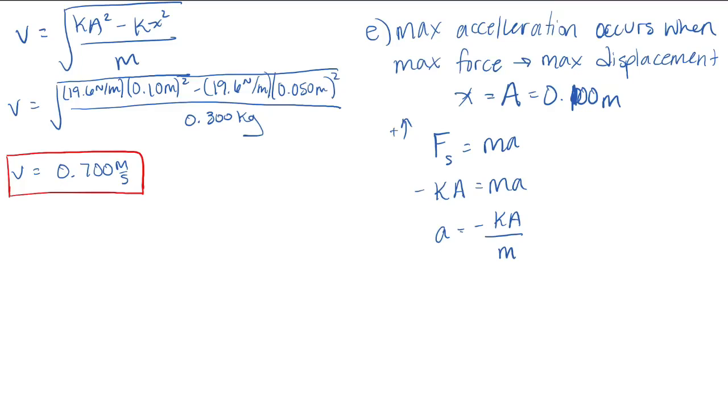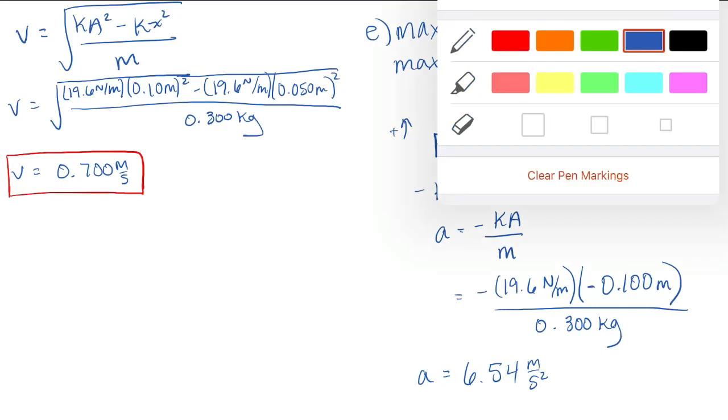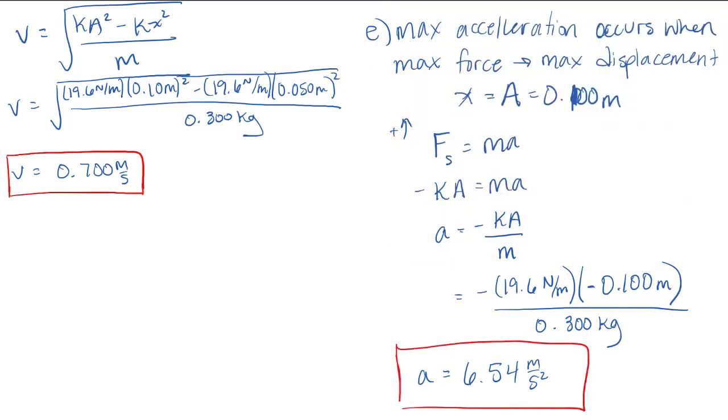But what direction is my displacement at this point? It's below equilibrium, so therefore it is negative. So I have negative 19.6 newtons per meter, but my amplitude here is also negative because it's below equilibrium. That's going to give my acceleration the correct direction. So that's 0.300 kilograms, dividing by that, and I get an acceleration of 6.54 meters per second squared. So it's accelerating, it's changing its speed real fast.